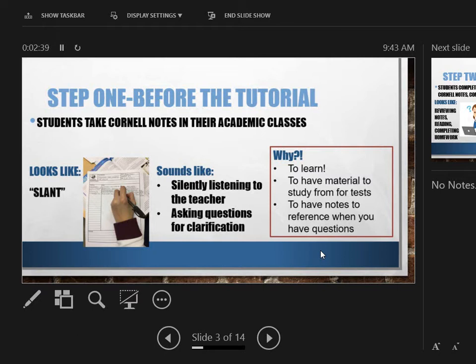Because we want to learn, we want to make sure we have the appropriate material to study for our tests, we want to make sure we have notes to reference if you have questions while you're doing your homework. So teachers give you notes so that you can be prepared with that material later. And notes come in different forms. Sometimes they're guided notes where you fill in the blanks. Sometimes it's like what we do in this class where you have to write everything on your own. And that's what things will be like later in life, in high school, especially in college.